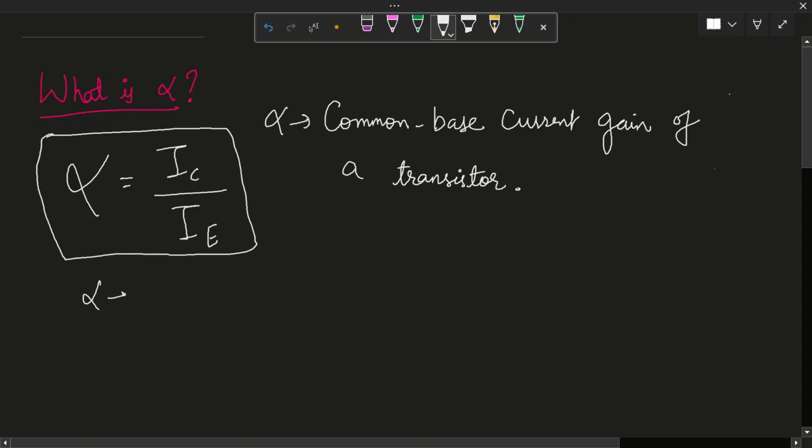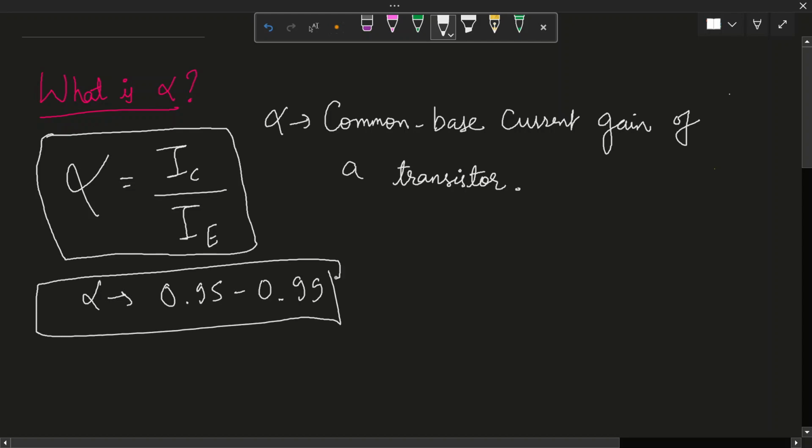The value of alpha typically lies between 0.95 to 0.99. This is because the collector current is always slightly less than the emitter current. So alpha lies between this value. It is typically less than 1.